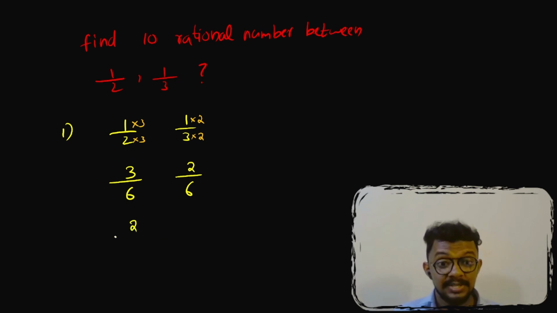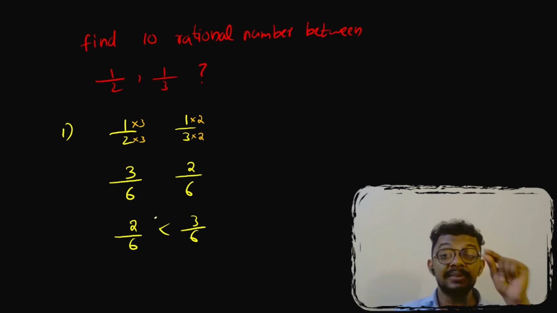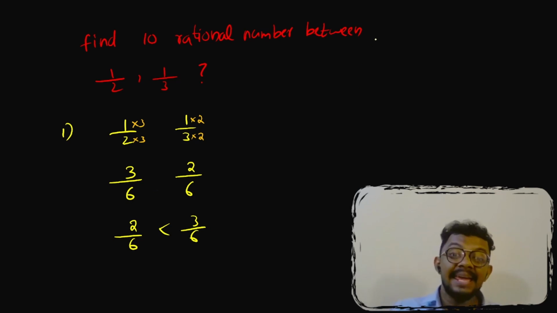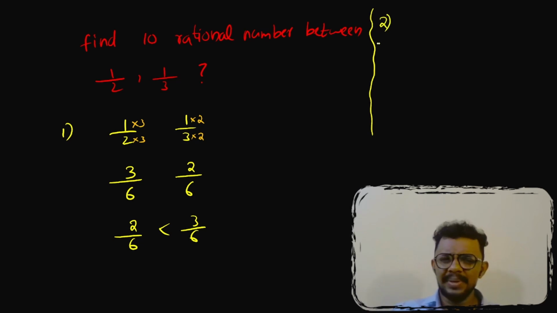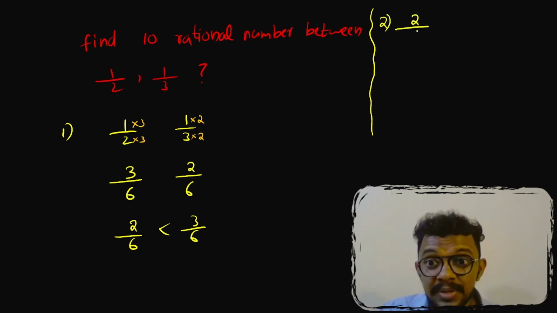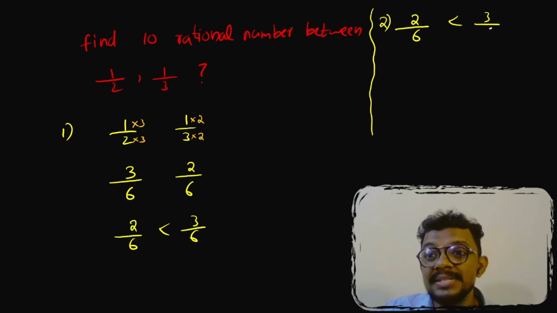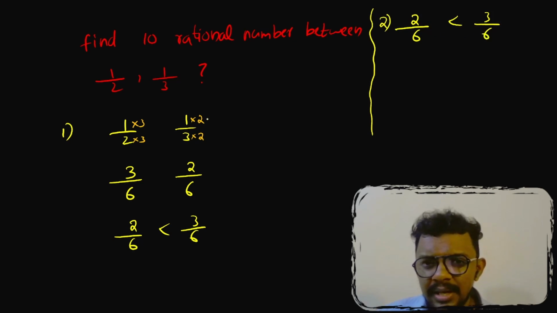And definitely 2 by 6 is less than 3 by 6. Since the denominator is the same, whichever numerator is bigger, that number will be bigger. Now, are we done? Not exactly. My aim is to find 10 rational numbers between them. Next, step number 2. Not a big deal, it's pretty simple. 2 by 6 is less than 3 by 6.